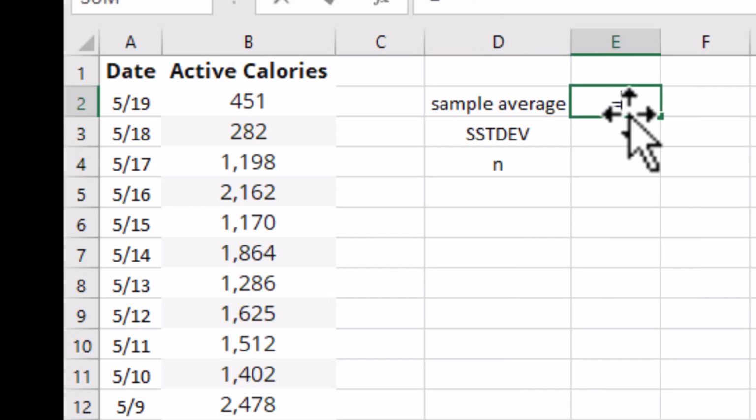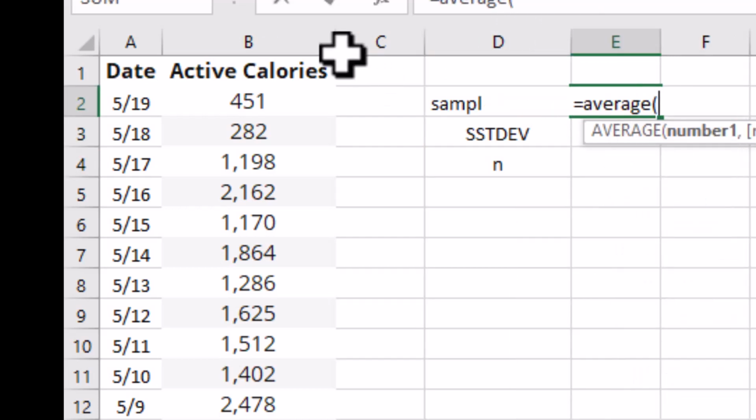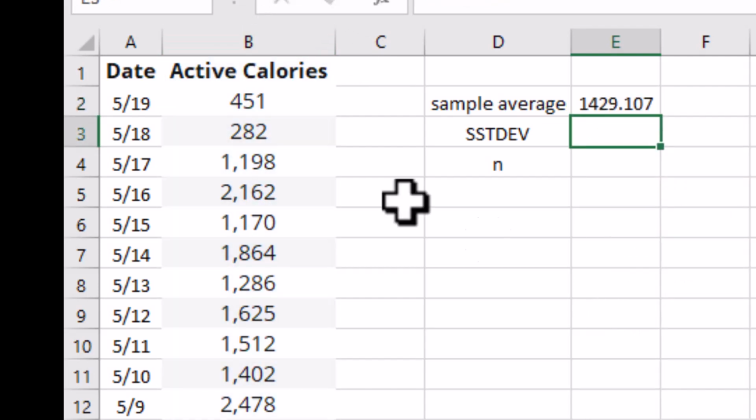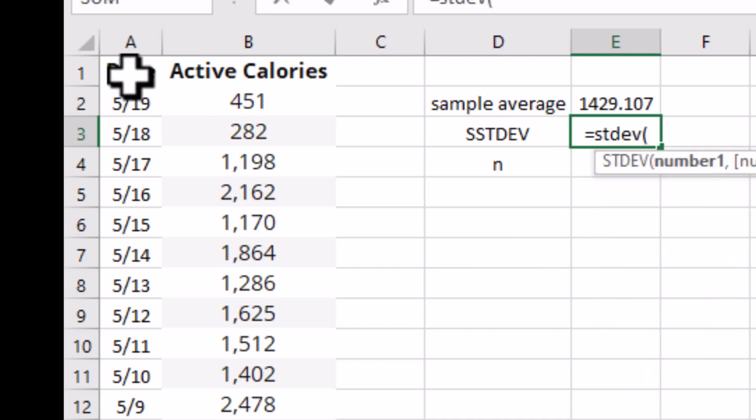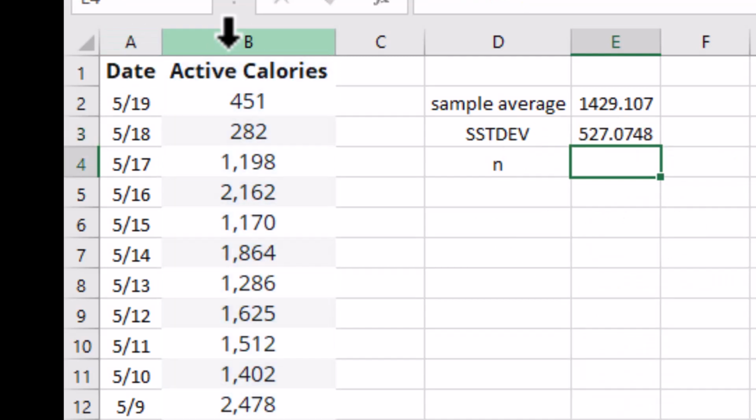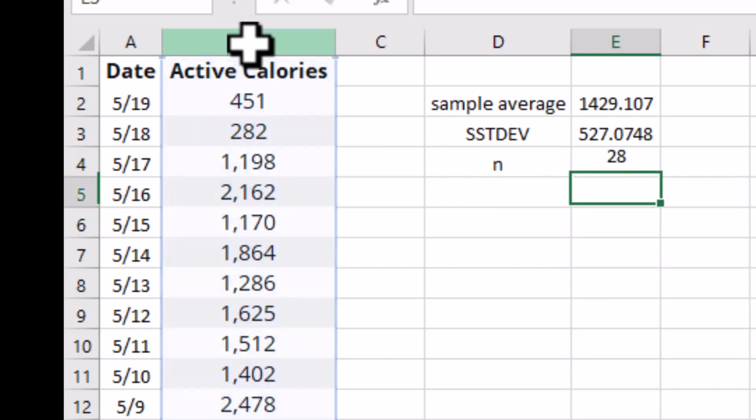All right, so sample average of my calories. All right, there we go. So I average 1429, which is a touch above that 1400. How about the standard deviation? Standard deviation is 527, okay. And then the sample size is going to be how many data points are here? It looks like 28. Yep, 28.